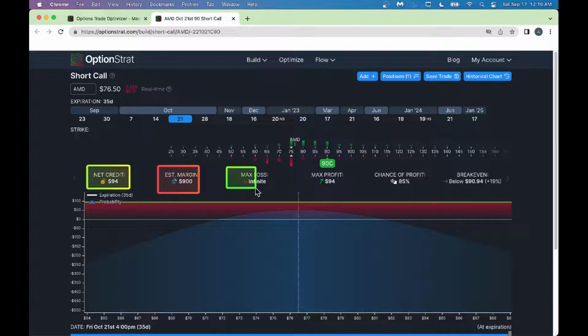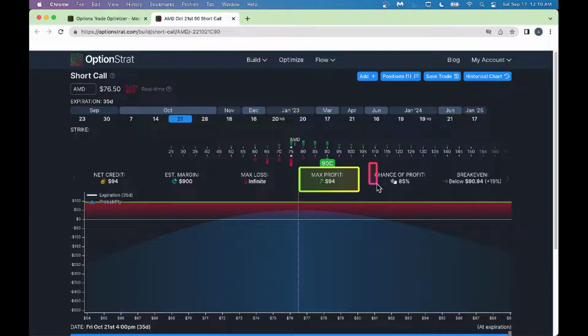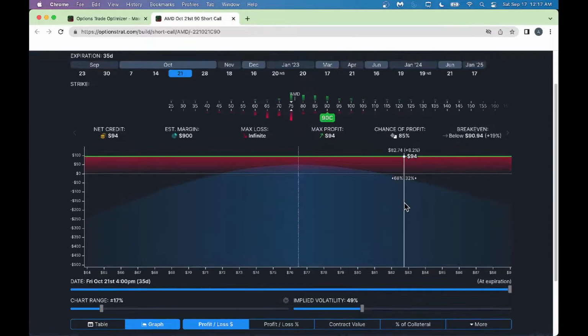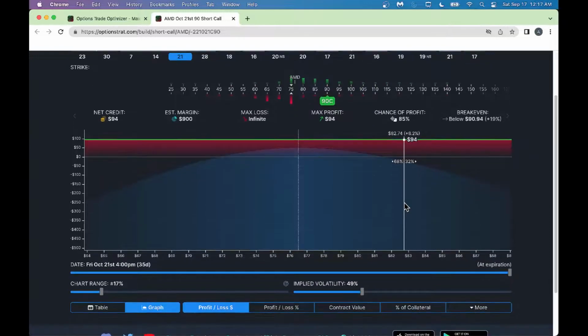Max loss is infinite, as AMD theoretically can go to infinity. That's why it's infinite, and max profit is $94. That's the money you received. So that's why it's a good strategy when the market is bearish and chance of profitability is 85%, and don't completely depend on the chance of profitability. As the market goes up and down, this initial chance of profitability may not be valid anymore. And if you want to look at how implied volatility impacts your price, you could do that too.